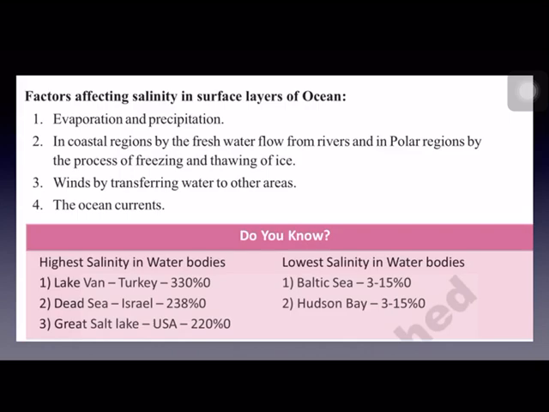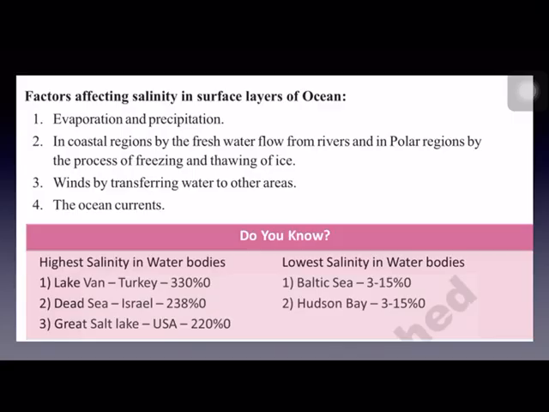The second one is precipitation. It mainly occurs in the form of rainfall. Now let us see how it affects the salinity of the oceans. Salinity also depends on the amount of rainwater that reaches the oceans. If more and more precipitation takes place, more rainwater joins the seas, and this rainwater is fresh water. So the salinity decreases. So more the precipitation or rainfall, less will be the salinity.